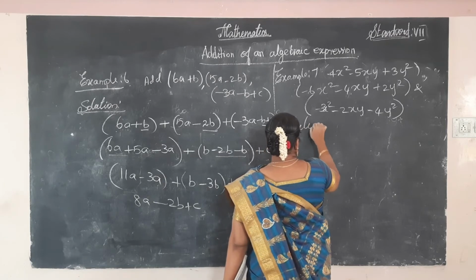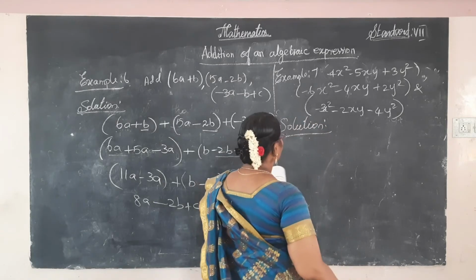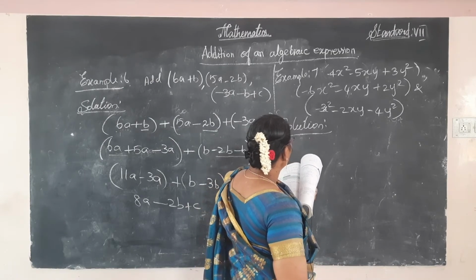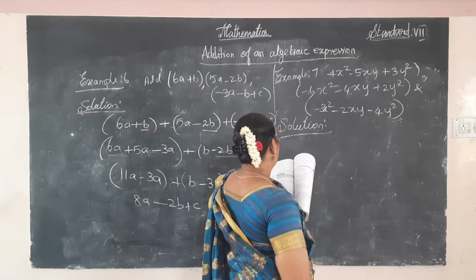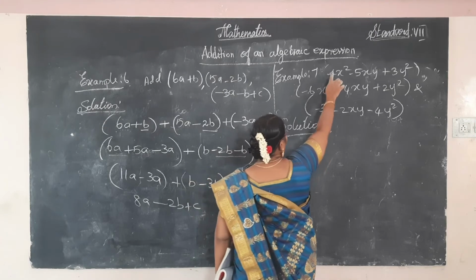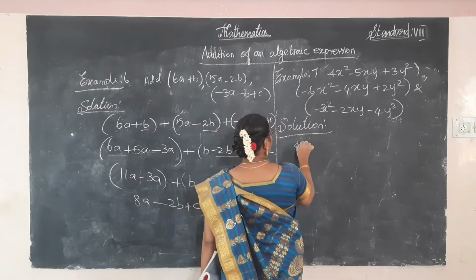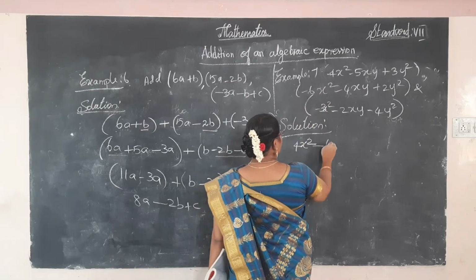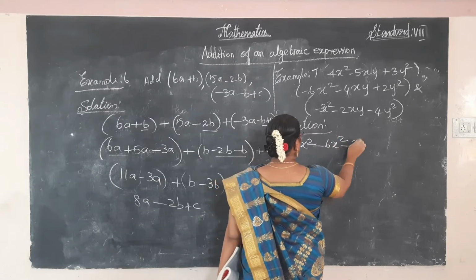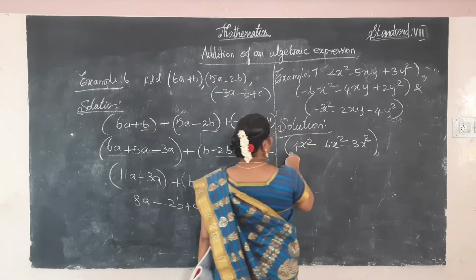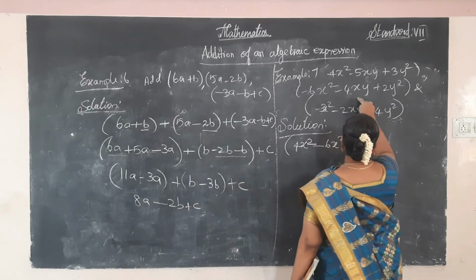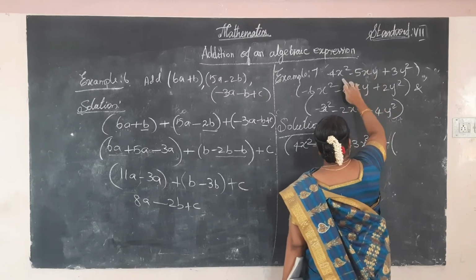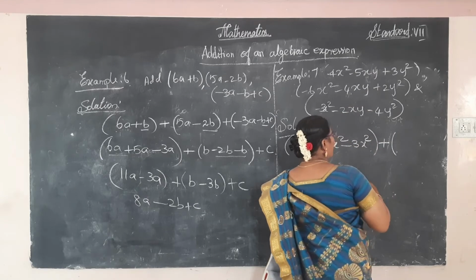Solution. Write the expressions: 4x squared minus 5xy plus 3y squared, minus 6x squared minus 4xy plus 2y squared. Now calculate. First arrange the like terms. From the first expression 4x squared, the second expression minus 6x squared, and from the third expression minus 3x squared. Then move to the next one, the three terms having the negative sign, so we take the sign outside.